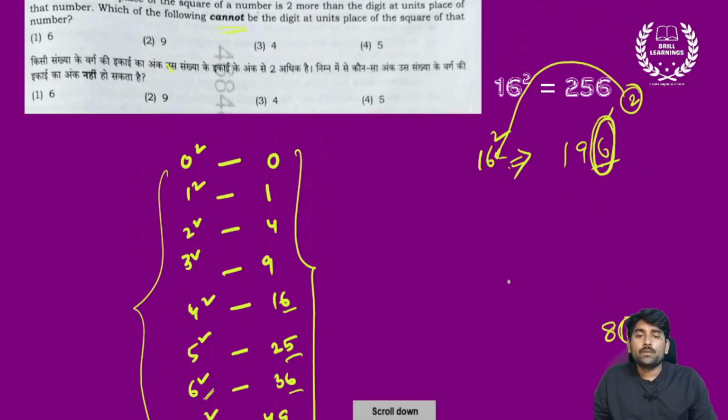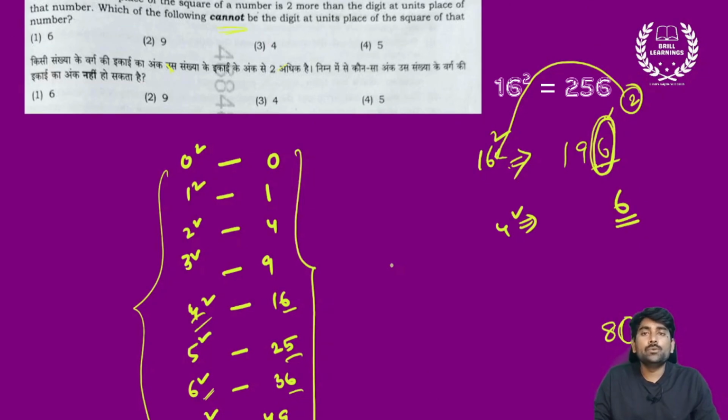Let's check the third option. So 4 square gives us 16. 6 at the unit place, which is 2 more than the unit place of the original number. So 4 is in the unit place, and after squaring it gives me 6 at the unit place, which is 2 more than the initial number at the unit place. So this is satisfying. Okay. Third one is the right answer.